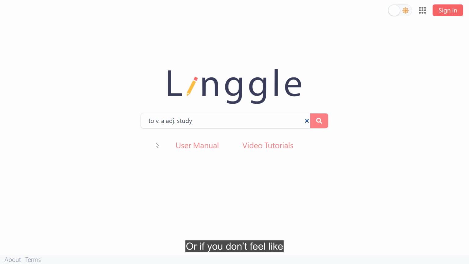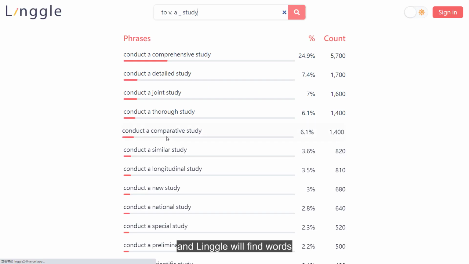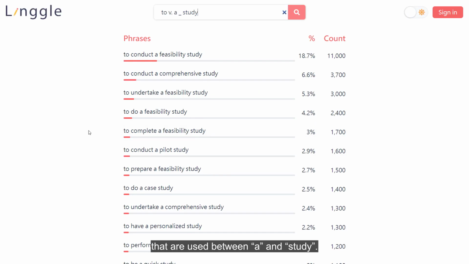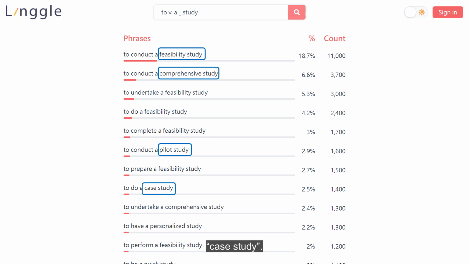Or, if you don't feel like typing the command adjective, you can use the underscore command instead. And Linggle will find words that are used between and study. But be careful because the results for to verb, underscore study will be a little different, as you can see on the screen. You'll find that using the underscore command instead of precise searching, adjective retrieves combinations like feasibility study, comprehensive study, pilot study, and case study.